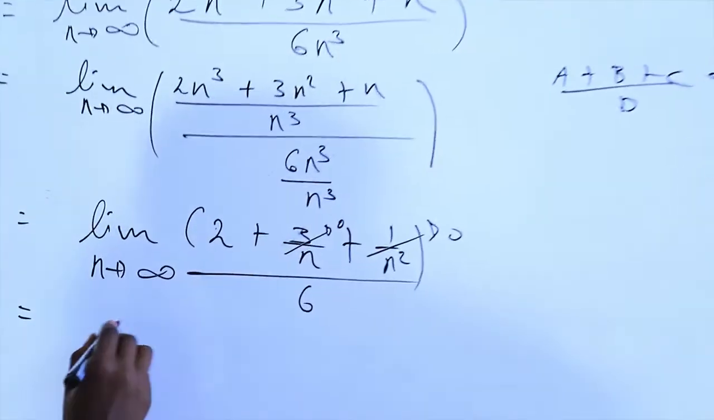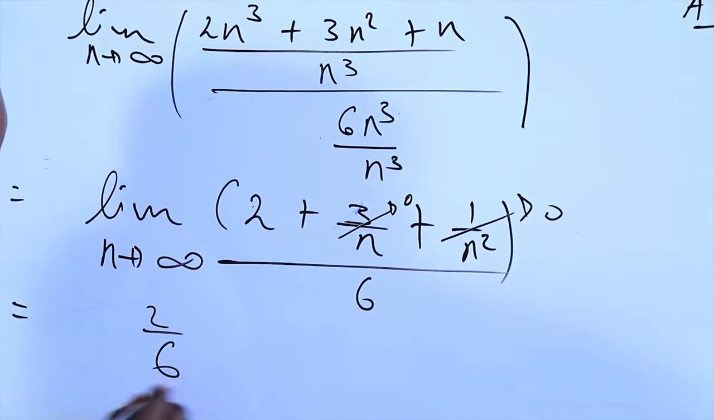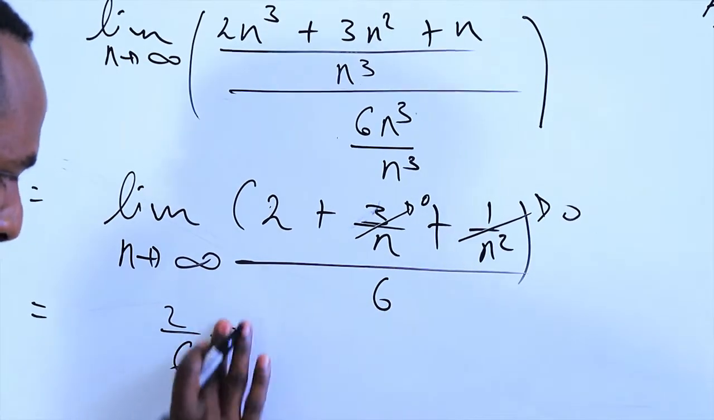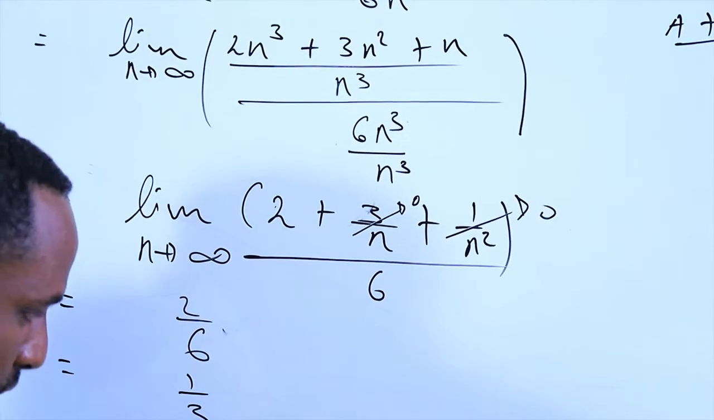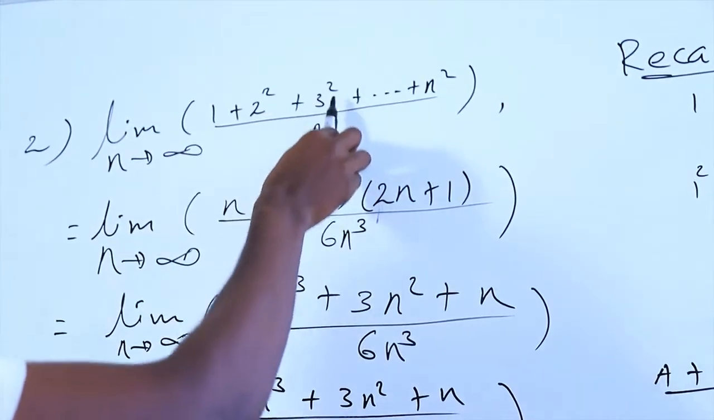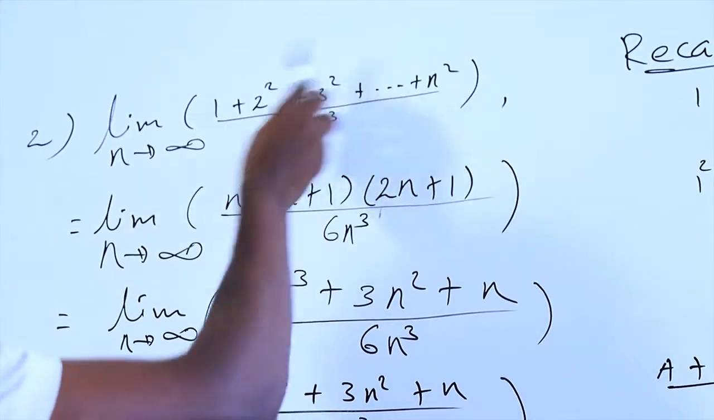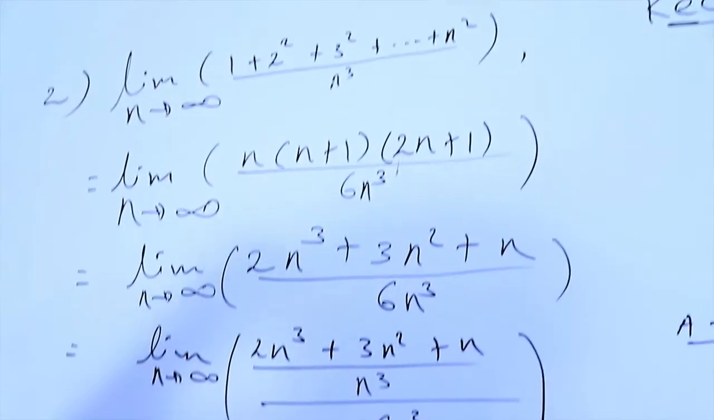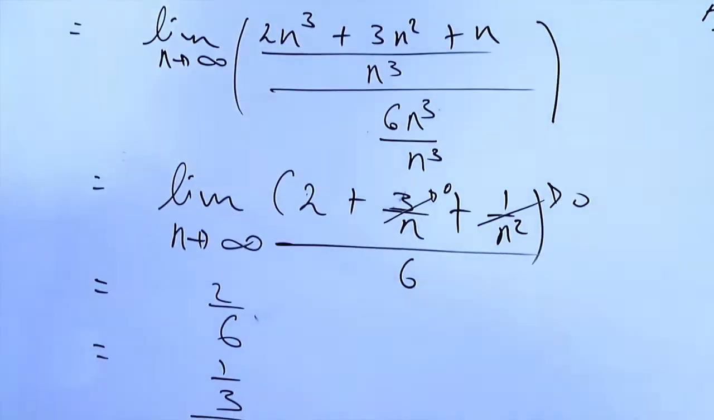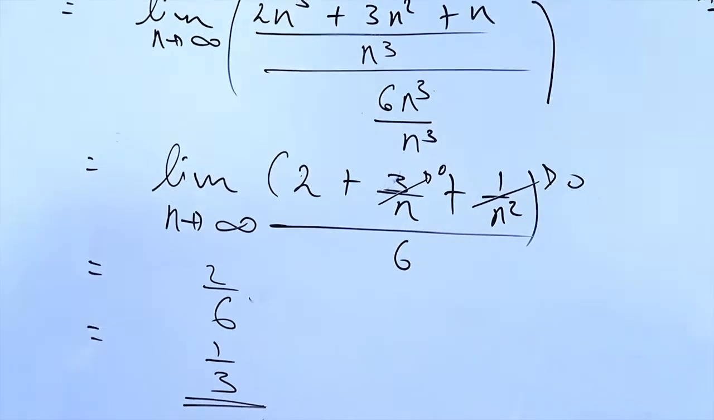So the result is 2 over 6, which is simplified as 1 over 3. So the limit of the sequence 1 plus 2 squared plus 3 squared plus up to n squared over n cube when n tends to infinity equals 1 over 3.